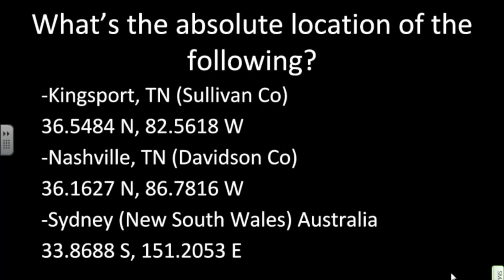Here are the answers. You can see the absolute location for Kingsport is 36 degrees, 54 minutes and 84 seconds north, 82 degrees, 56 minutes and 18 seconds west. So just check your answers. That's the difference: absolute tells us exactly where it is, compared to relative location, where it relatively is.